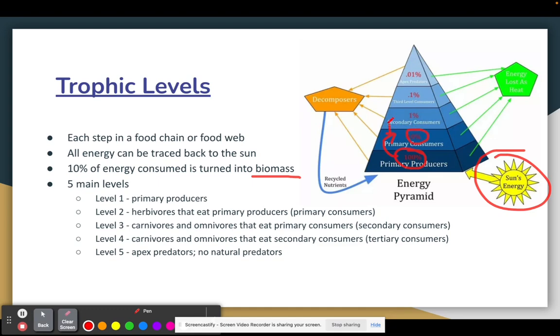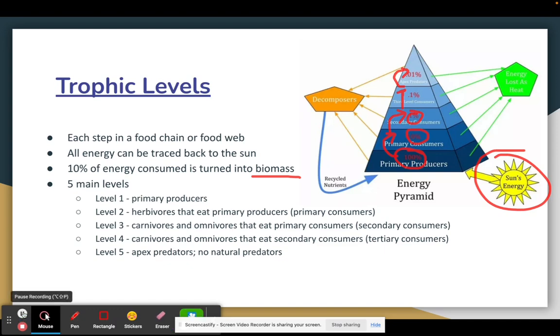And then from that level to the next level, it's 1%. And then from that level up, it's 0.1%. And then from that, it's 0.01%. So every time you go up the food pyramid, and also thinking about this as a food chain, only 10% of that energy is transferable up to that next level.